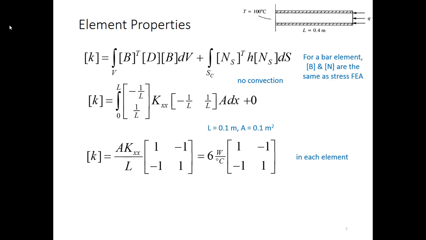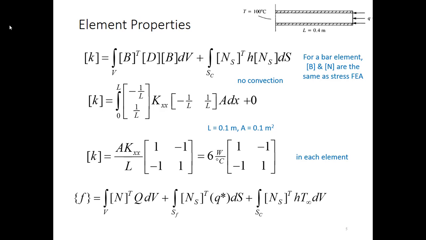Plug in the terms, the length and the cross-sectional area, as well as the kxx, the thermal conductivity that was given, and we get a matrix that is going to be the same for every element because each element in this case is going to be identical.